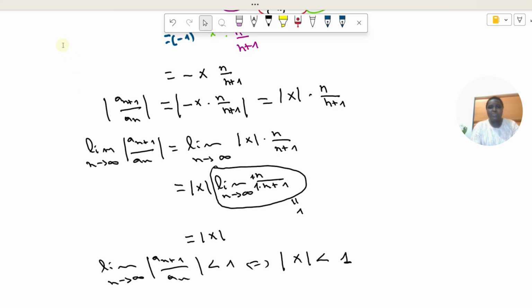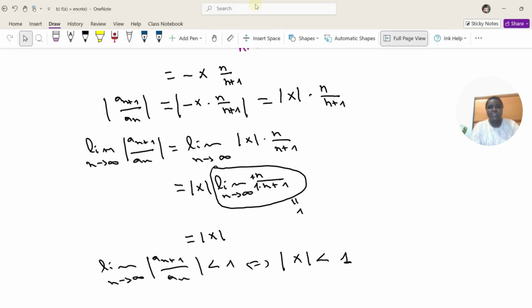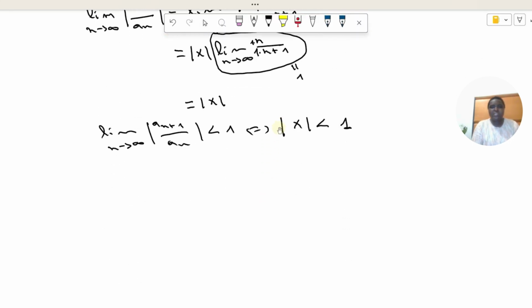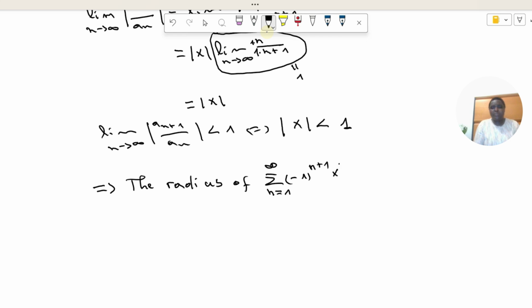And this implies what? This implies that the radius of this series. So therefore what do we have? Therefore we have that the radius of our series, this sum up to infinity of (-1) power n plus 1 x power n over n, is r equal to 1. So this is the radius.